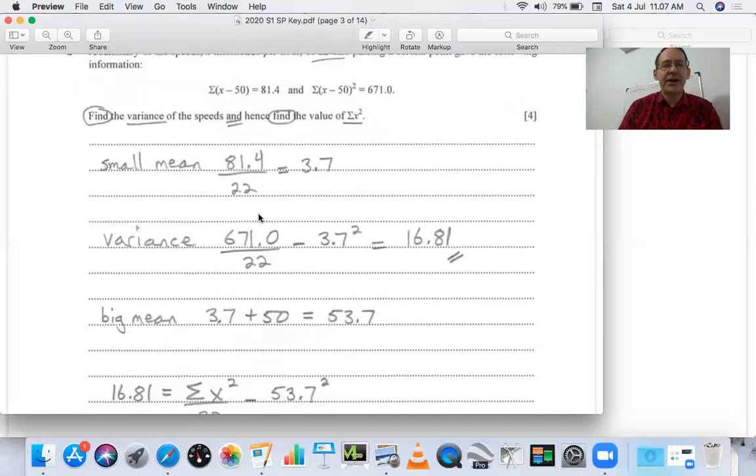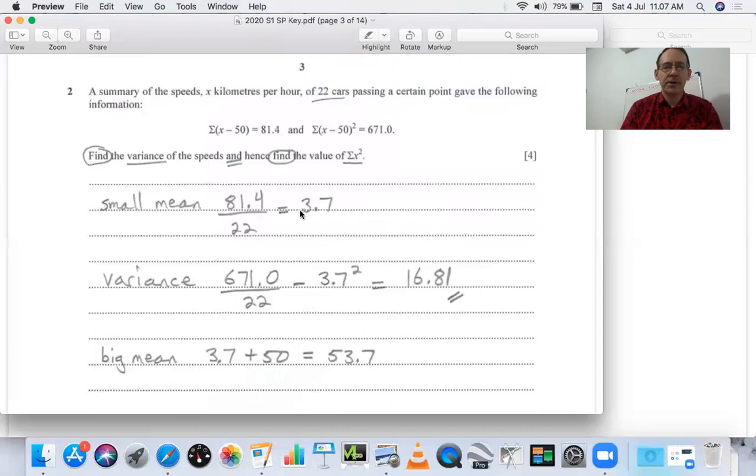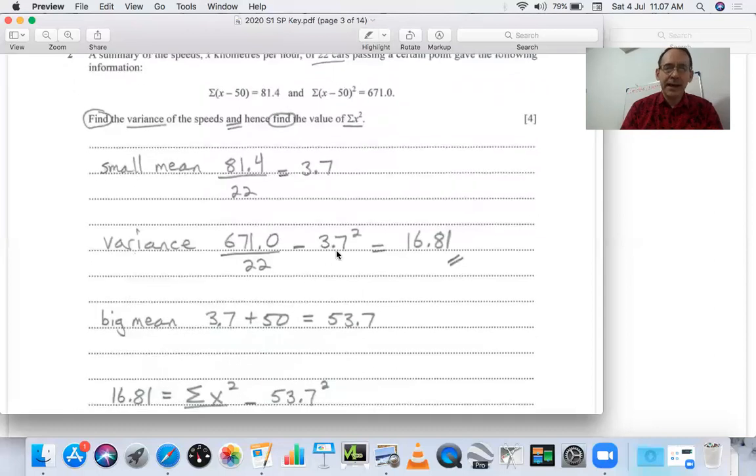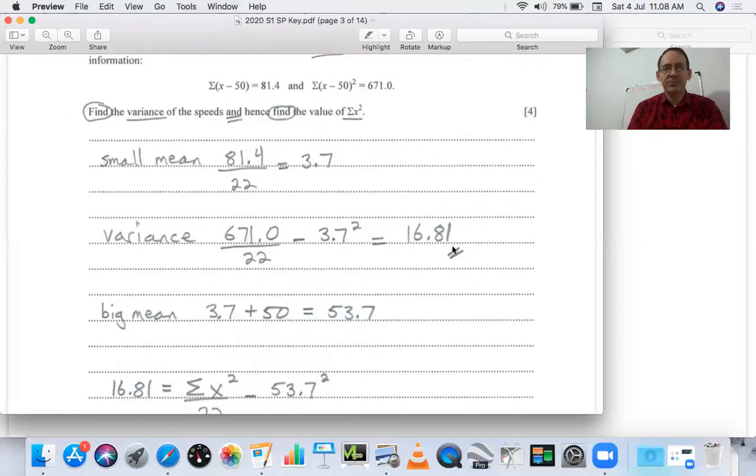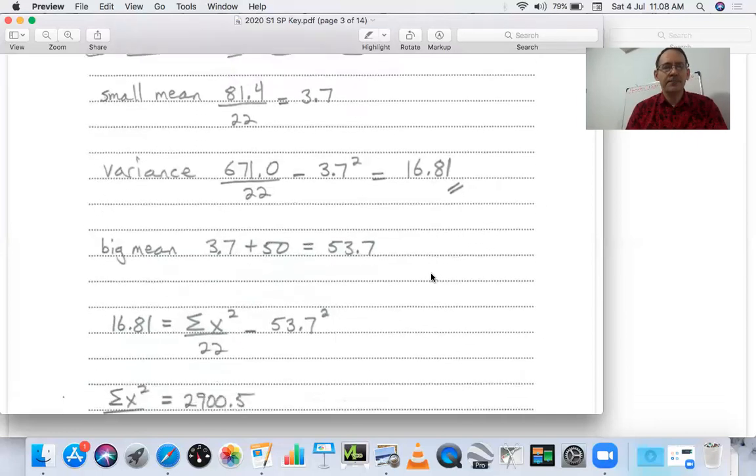So to find variance, you use this sum up here of the squares, again, of the small value set, 671 divided by the total number, which is 22, and then minus the mean squared. And this mean has to be the small mean squared because we're using the small data set. And that gives us 16.81. So there's our first answer, 16.81.